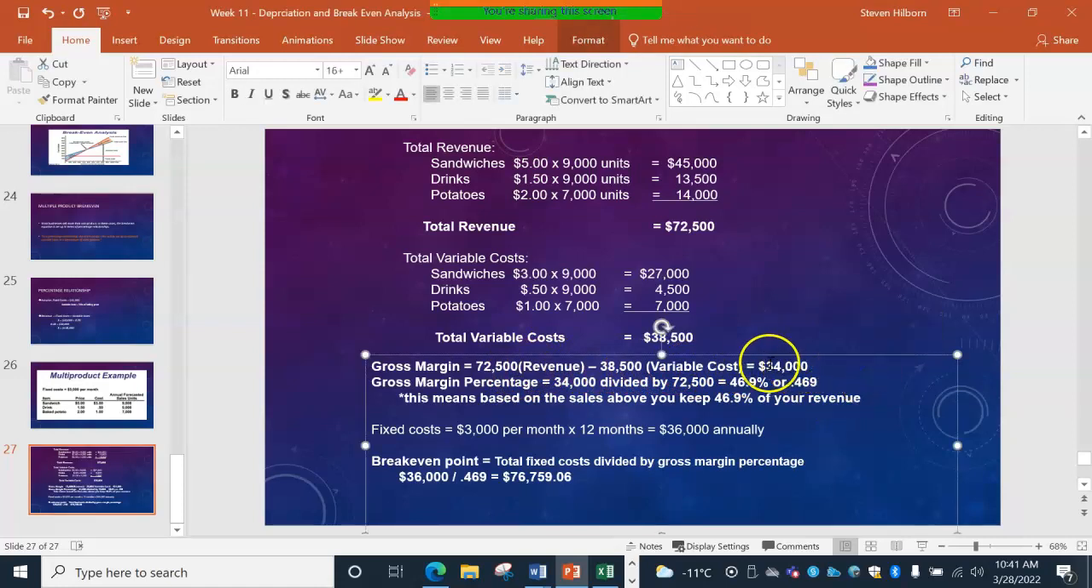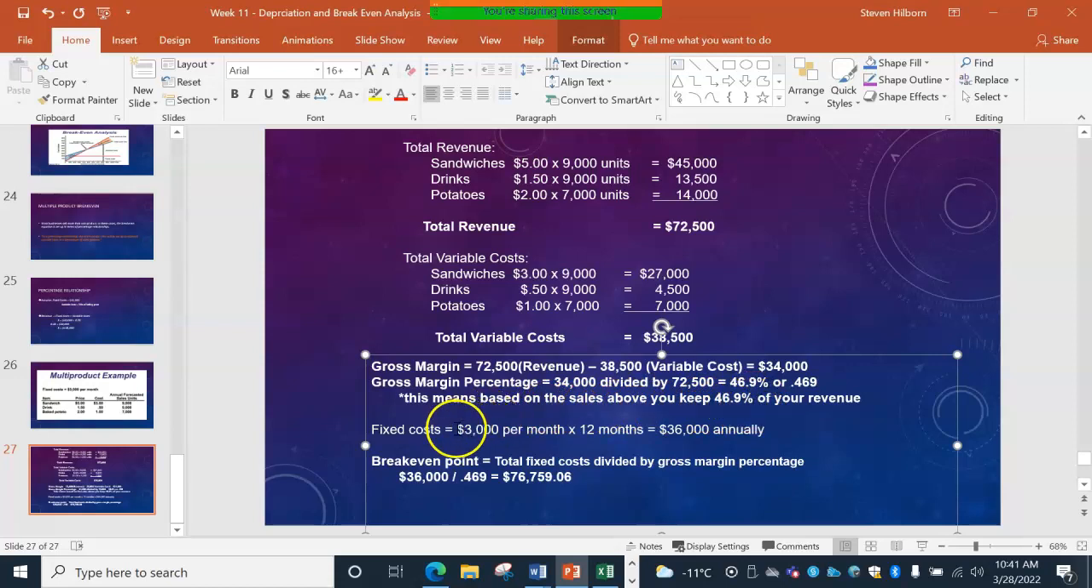We also want to see what this is as a percentage. So our gross margin is $34,000 out of a possible $72,500, we kept 46.9% of that amount of money. So this means based on the sales above, you keep 46.9% of that money.